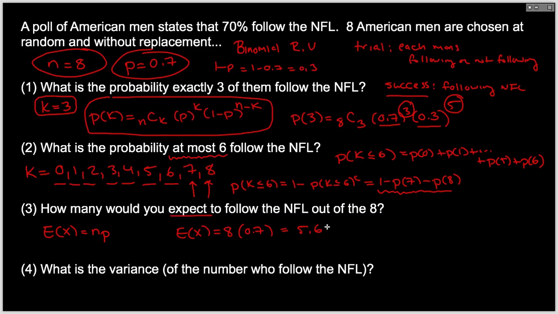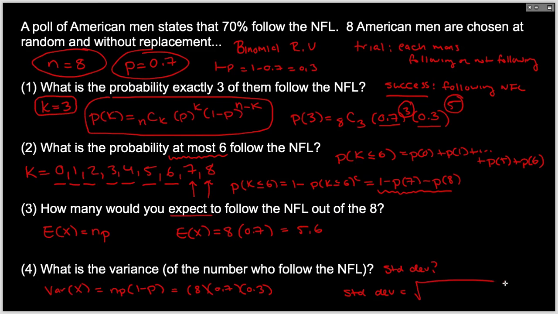So the fourth question there is, what is the variance of the number who follow the NFL? Well, I know that variance of a binomial random variable is just n times p times 1 minus p. So in this case, it's 8 times 0.7 times 0.3. And if I wanted to find the standard deviation, all I would do is say standard deviation is equal to the square root of that. So 8 times 0.7 times 0.3.